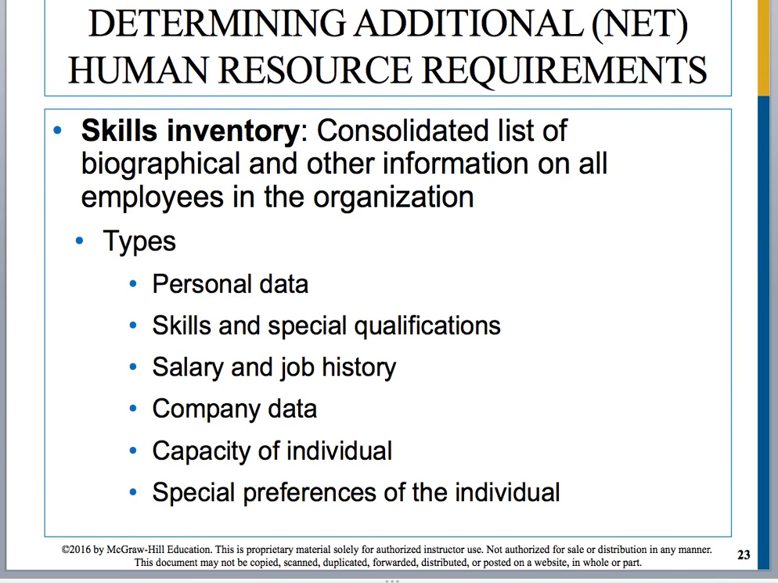And so there's also an inventory of skills that are created, and you're looking at biographical information and other information on your employees to help inventory the types of skills that are needed to perform a job. And so you'll look at personal data on them. You'll look at skills and special qualifications, their salary and job history, some company data. So you'll look at the historical context of the company, and how it's performing, the capacity of each individual, and any special preferences that they have when performing a job.